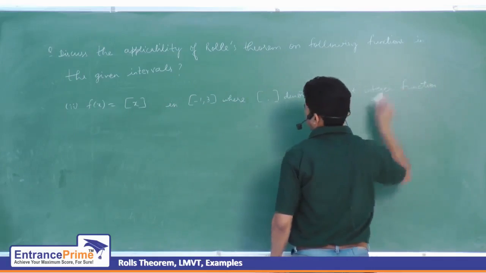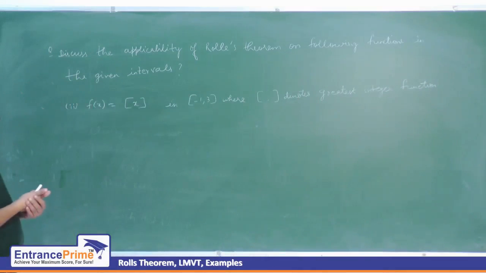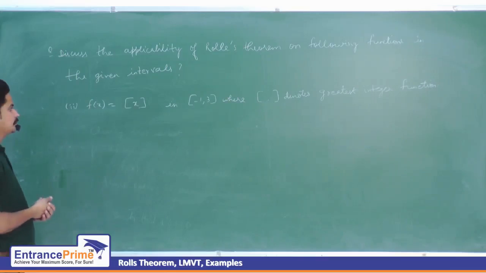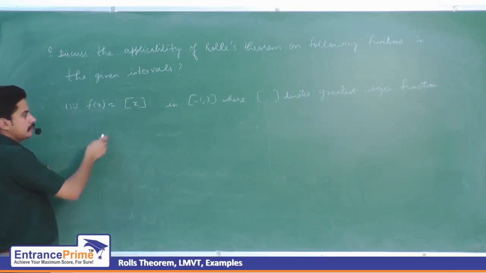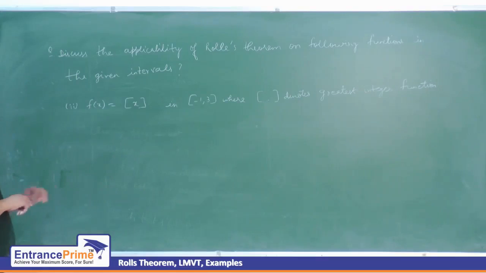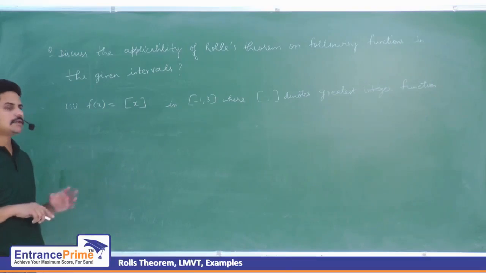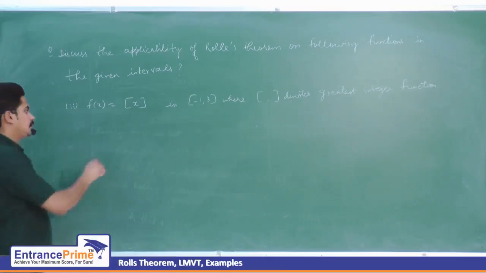In the second example, we have the greatest integer of x, and the interval in which we have to check the applicability of Rolle's theorem is -1 to 3 closed interval. So the function here, if we consider the greatest integer function, we already know that the greatest integer function is discontinuous at the integer points. So it is not satisfying the first step itself. Hence, Rolle's theorem is not applicable.